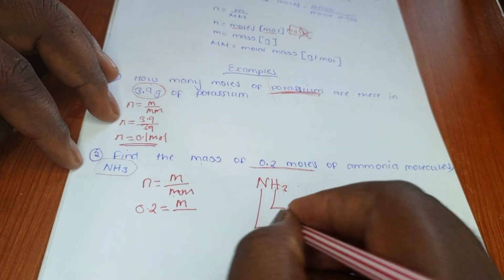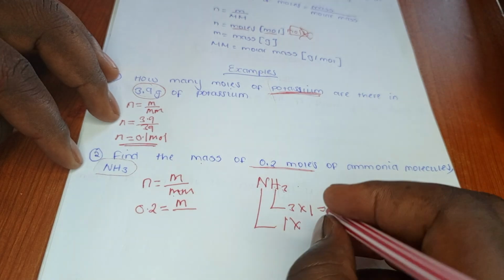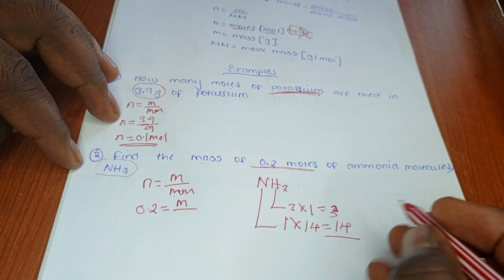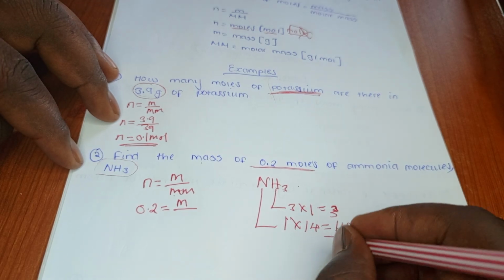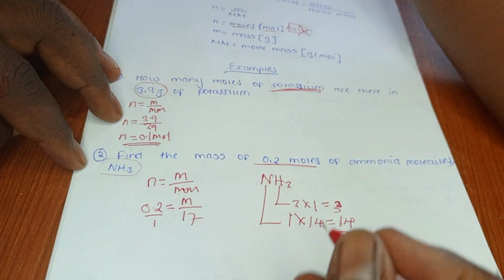Then again, nitrogen is 1 times the mass number for nitrogen on the periodic table, which is 14. So it's equal to 14. Then now you add. So 3 plus 14 is 17. So the molar mass here is 17. Then you can say over 1.